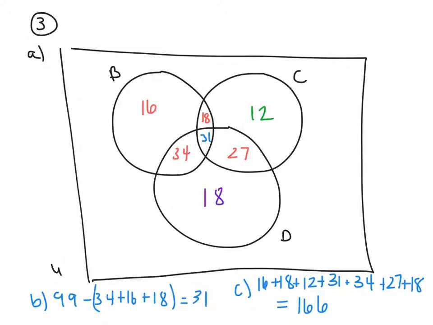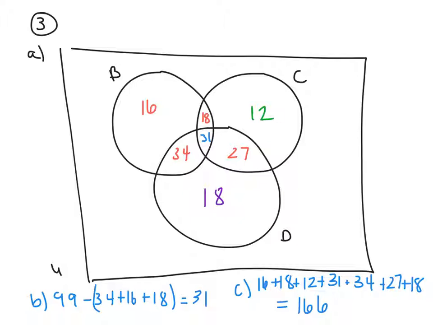Part A wants us to create a Venn diagram representing this information. So again, you have your box. This time you have 3 circles because there's 3 different groups: basketball, choir, and drama. The red is what we know just before Part A. So 16 students play basketball only, 18 are in basketball and choir but aren't in drama, 34 are in basketball and drama but not in choir, and 27 are in choir and drama but not in basketball. So the red is what we know so far.